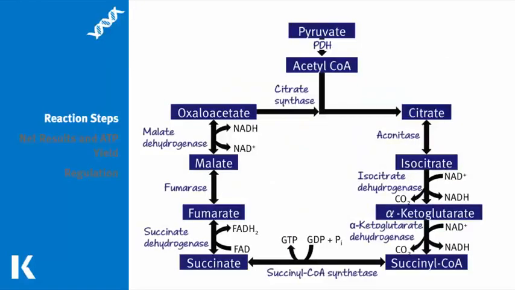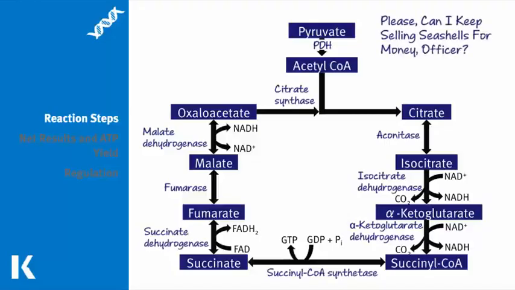We know that memorizing this isn't the easiest part of preparing the citric acid cycle for test day. So thankfully, Kaplan has an entertaining and memorable mnemonic that will help us get there. The mnemonic is, "Please, can I keep selling seashells for money, officer?" Here, the capital letters stand for the substrates of the citric acid cycle: pyruvate, citrate, isocitrate, ketoglutarate, succinyl-CoA, succinate, fumarate, malate, and oxaloacetate. With that mnemonic at our disposal, we're now a little more prepared on test day to tackle questions about the substrates of the citric acid cycle.